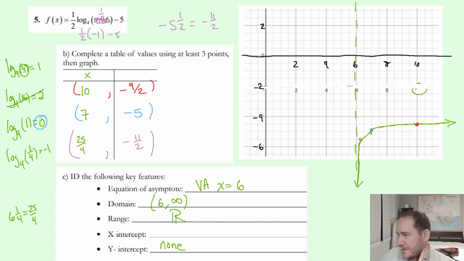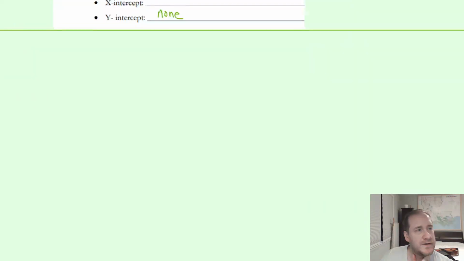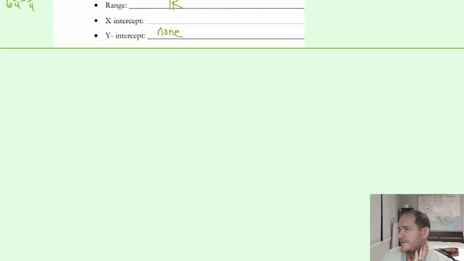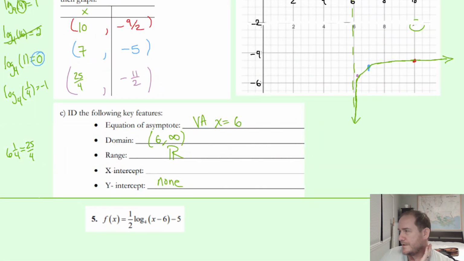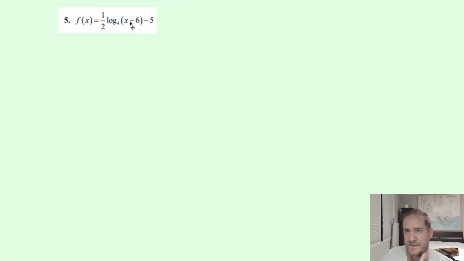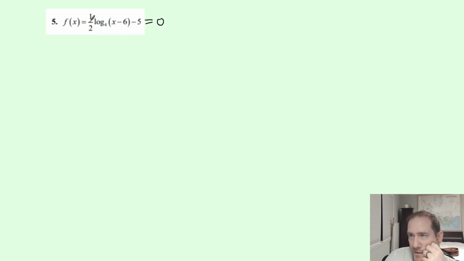As far as the x-intercept, that's just going to be an algebra problem, so let's do it quickly. I'll hold on to that equation, scroll us down. We said to find the x-intercept. You know that at x-intercepts your y value is 0. So you're setting this whole function equal to 0, and you'll just solve algebraically. If this thing equals 0, right away you're adding 5 and then multiplying by 2. So you'll have log base 4 of x minus 6 equals 5 times 2, so 10.